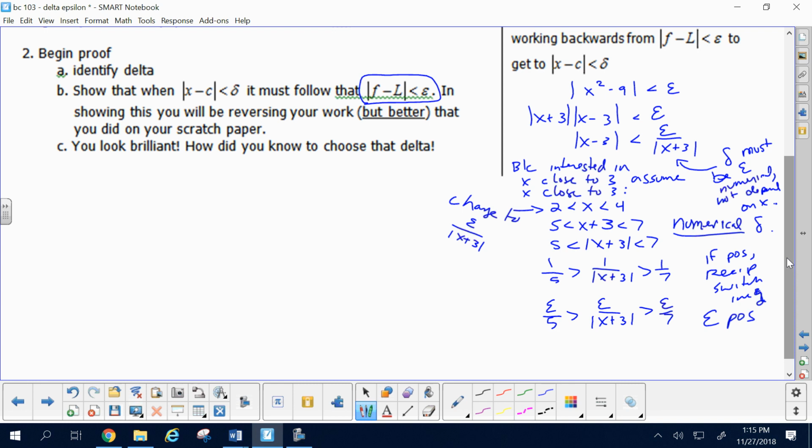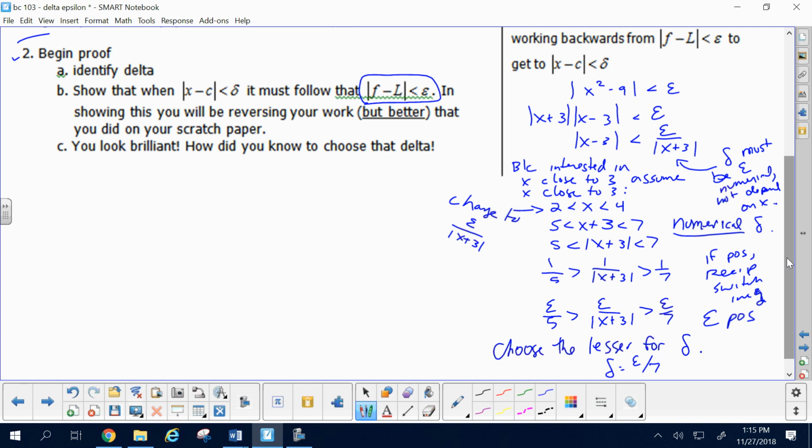Now that right there is your choice for your delta. And you always choose the lesser for delta. So in this case, you're going to say delta is epsilon over 7. Now that's the end of your scratch work. That's what you need to make your proof. All right. So I did my scratch work. Now I'm ready to begin the proof.